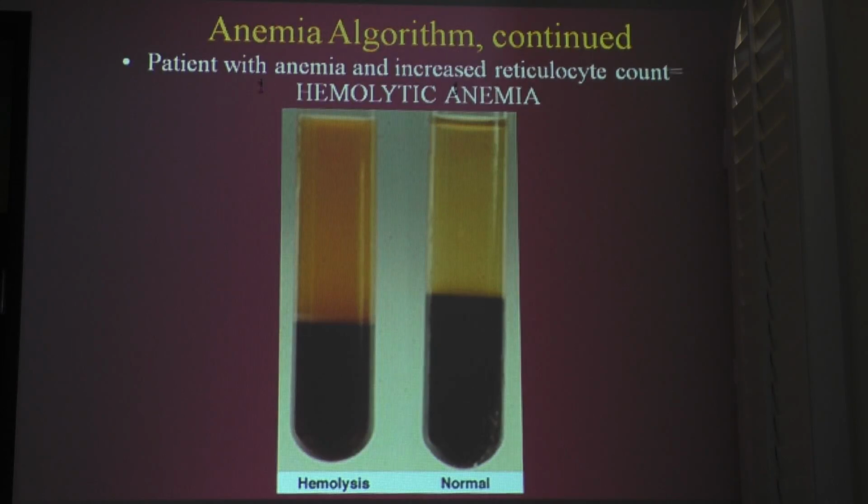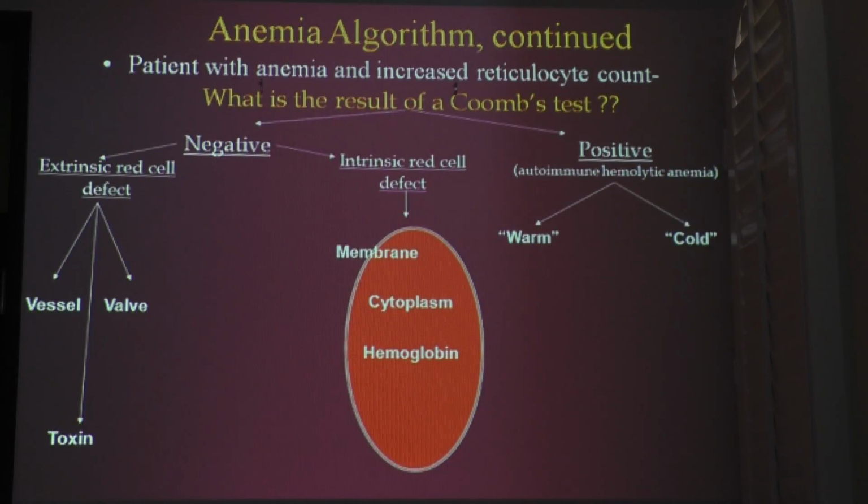All right. They may give you this picture on your boards, so you already know that if it's similar to the one on the left, you have to suspect hemolytic anemia. So the patient basically presents with anemia and an increased reticulocyte count. Then that's when you send the Coombs test. If the Coombs test is negative, then you think about some sort of extrinsic red cell defect. They may give you a patient with a prosthetic heart valve, or some sort of artificial procedure, or they may be hemolyzing from a toxin.